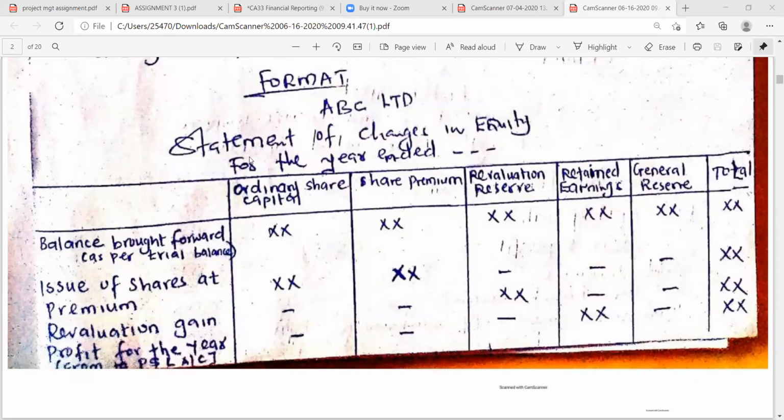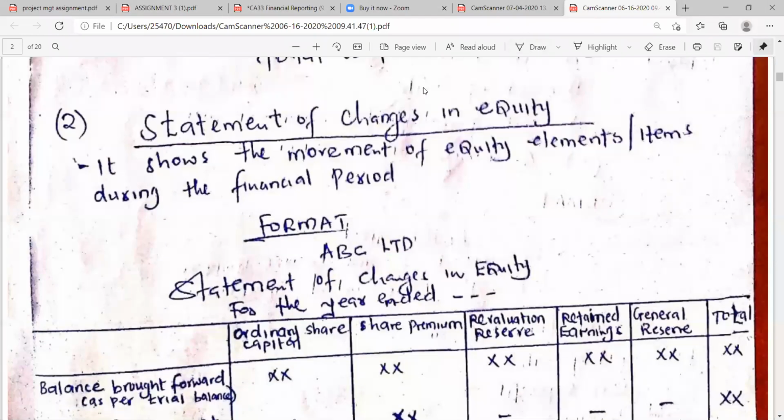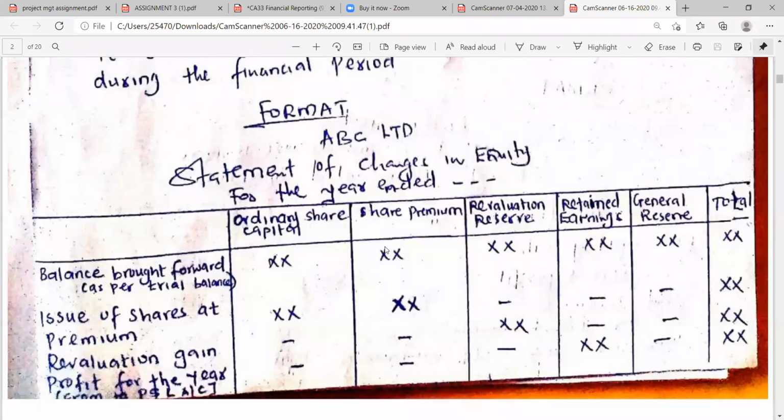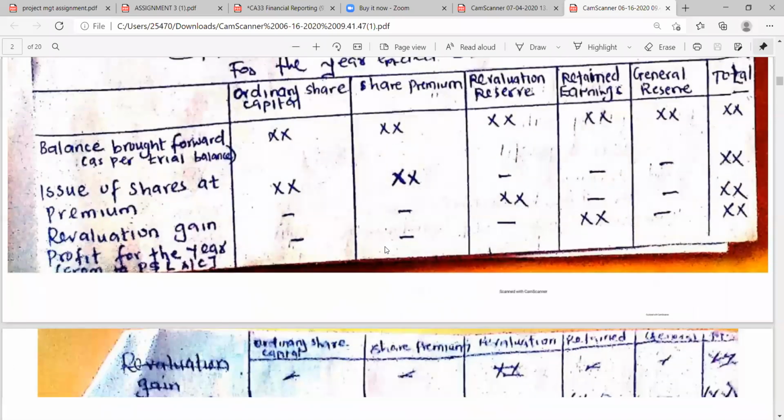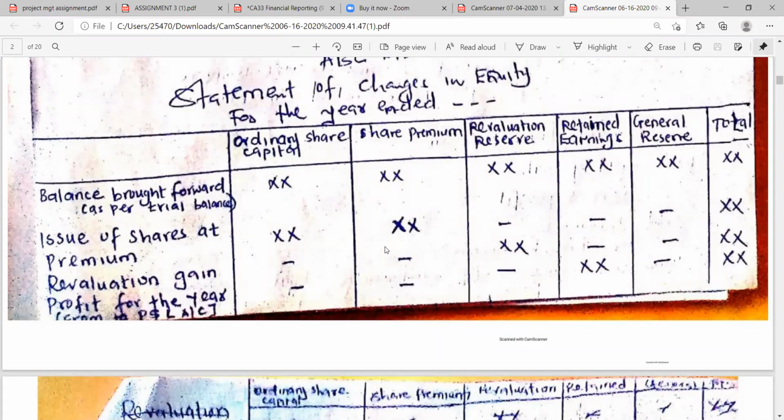So the statement of changes in equity, remember, shows the movement of equity components, the movement of equity elements or items during the financial period. You need to know which are these equity components. The equity components are ordinary share capital, share premium, revaluation reserves, retained earnings, general reserve. In your question, it's not a must that you are given all of them. You can be given either ordinary share capital or share premium. So those are the equity components.